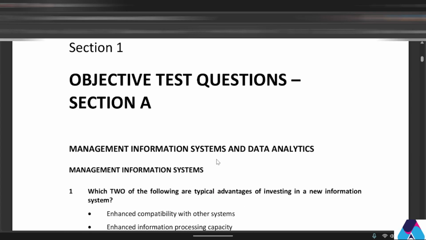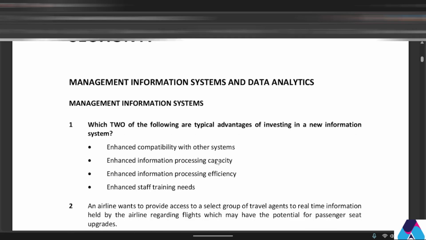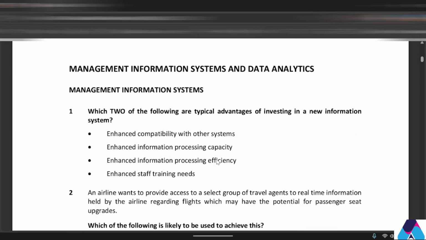Now this is our section A for the objective test questions, the OTQs. So let's start with the very first question. Now these few chapters are theoretical, right? Alright, so question number 1 says, which two of the following are typical advantages of investing in a new information system? So first of all, which two? We have to tell them two advantages of investing in a new information system, okay?